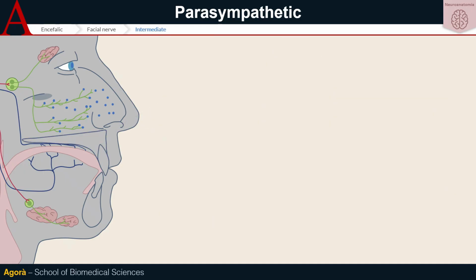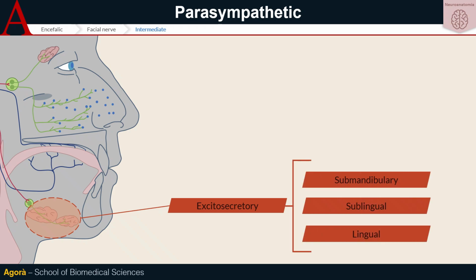The intermediate nerve parasympathetic system. The intermediate nerve parasympathetic system allows for the excitosecretory innervation of the submandibular, sublingual, and lingual glands.